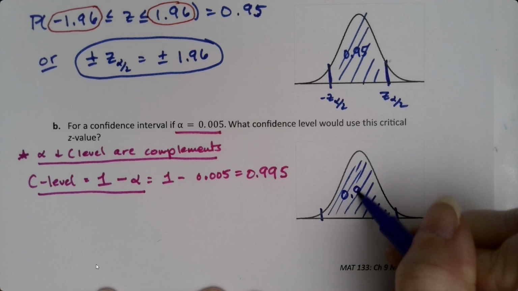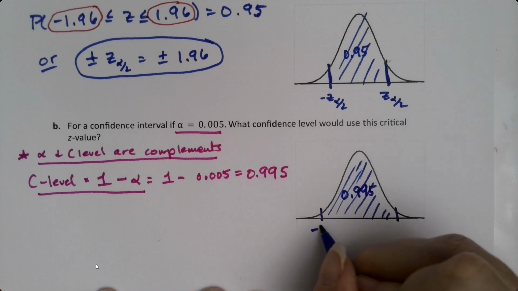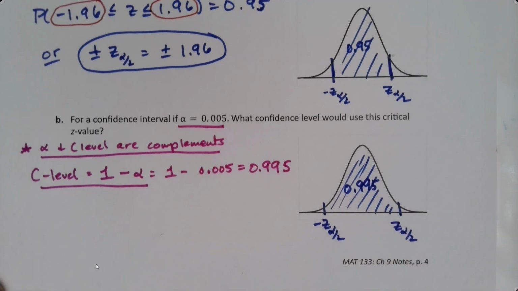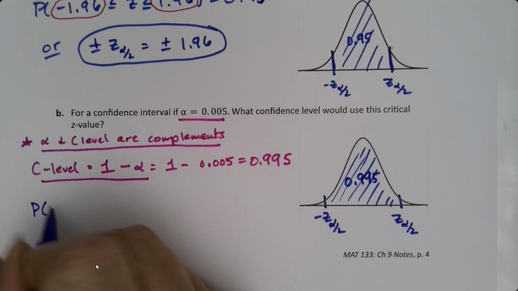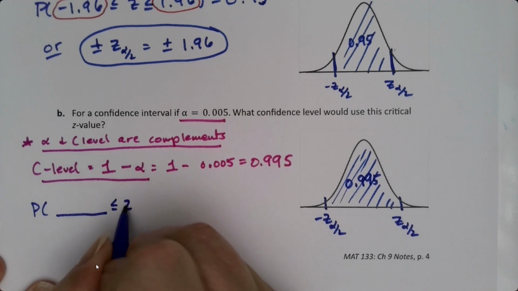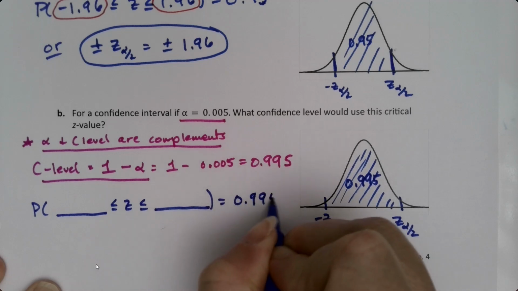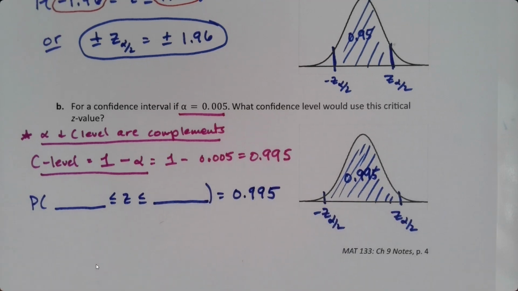And I'm going to label this 0.995. This is negative z alpha over 2. This is positive z alpha over 2. And then I'm just going to go to StatCrunch. I'm going to get a number less than or equal to z, which is less than or equal to a number, equals 0.995. I'm going to put that 0.995 in, and it's going to tell me the answer.